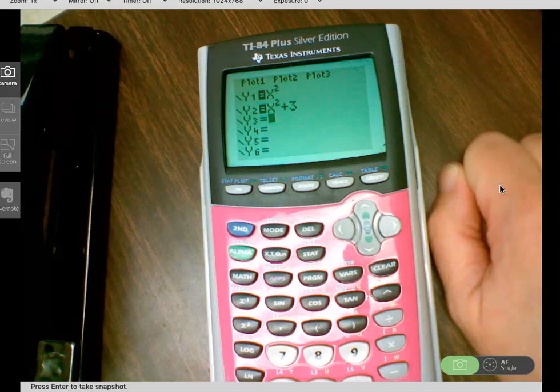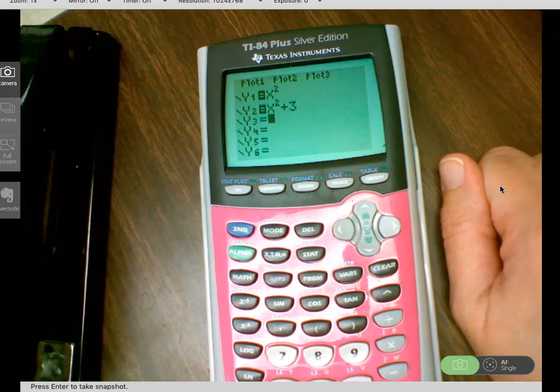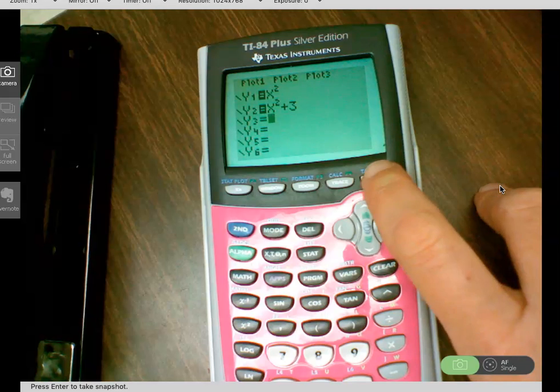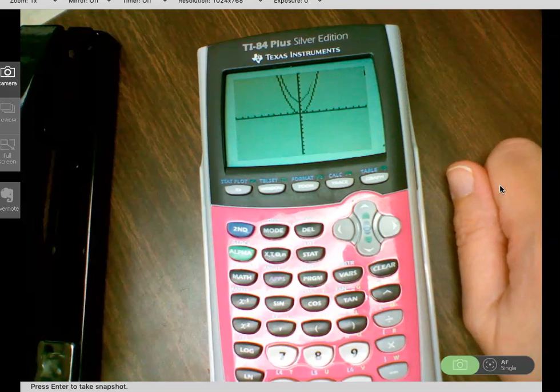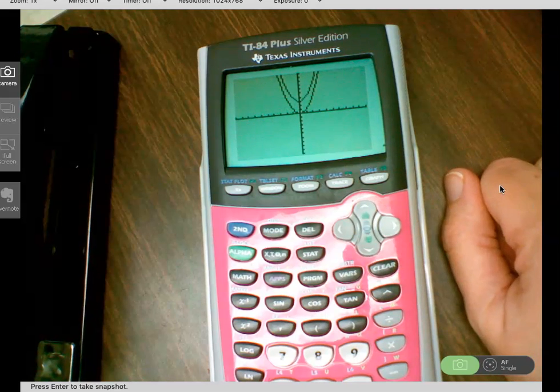Before you graph, how is this going to change your graph? What do you think it's going to do to the original? It's going to go up 3. It's going to shift the graph up 3. So go ahead and hit graph and let's see if you're right. Yay! Does everyone see that?